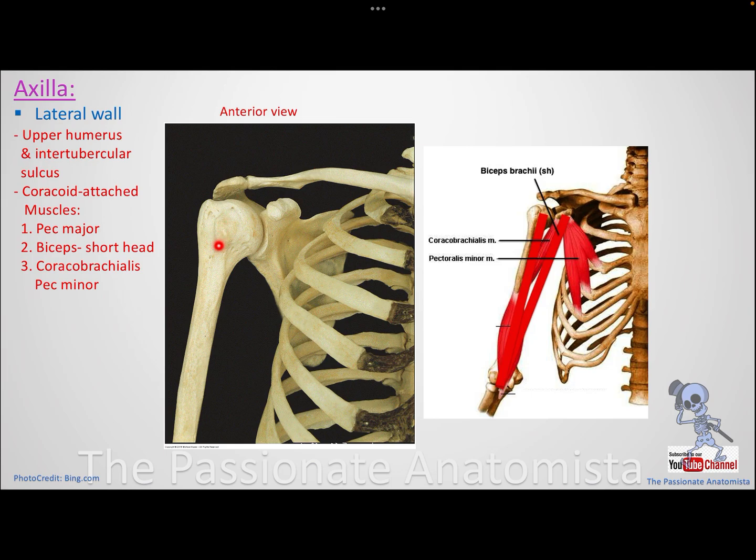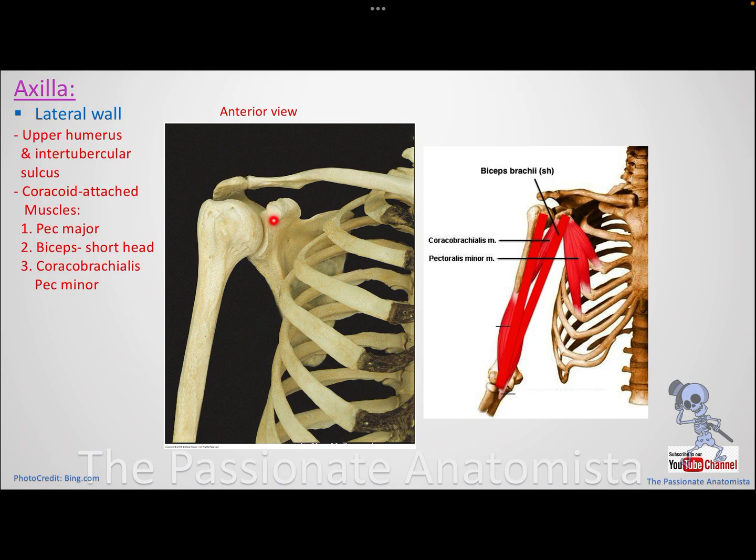Like I said, your arm is here. It's the bone. You're holding your proximal humerus right now. So the proximal humerus is the lateral wall, and you have a very important intertubercular sulcus in the proximal humerus, so that will be included in the lateral wall. And then you have the coracoid process of the scapula. It's also related to the lateral wall, and the muscles attached to it are also part of your lateral wall. So what are the muscles attached to the coracoid?